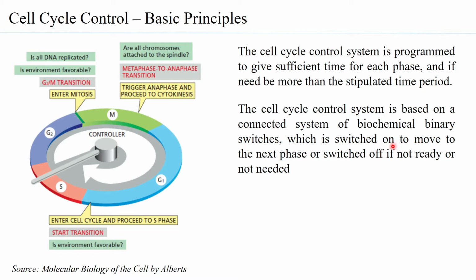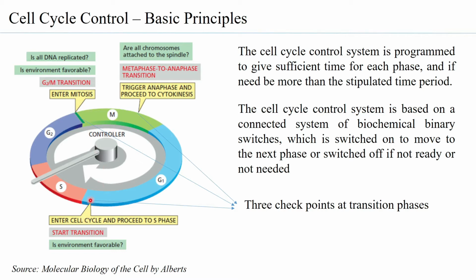So, it is only a binary switch. It is switched on to move to the next phase, or it is switched off if not ready or not needed. So that is something that is controlled. There are three checkpoints at transition phases. As mentioned before, you have what is called a start transition phase between G1 and S. You have the second transition phase between G2 and M. This is where the cell is going to enter mitosis.